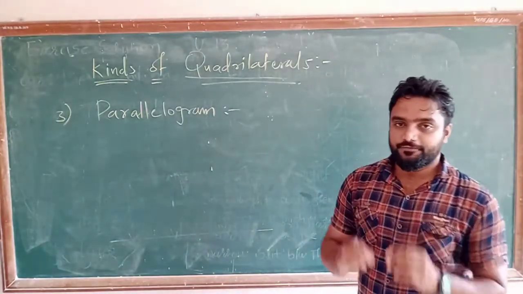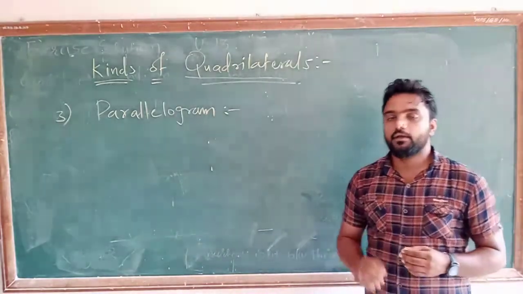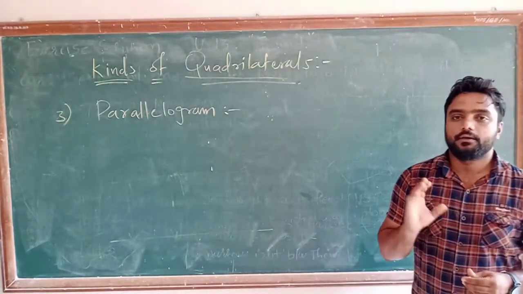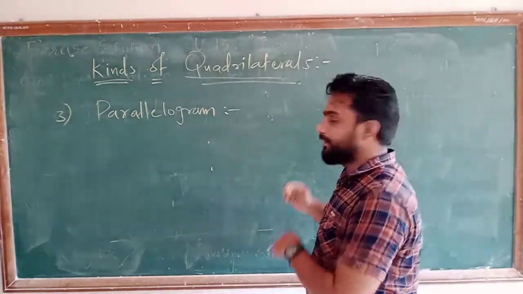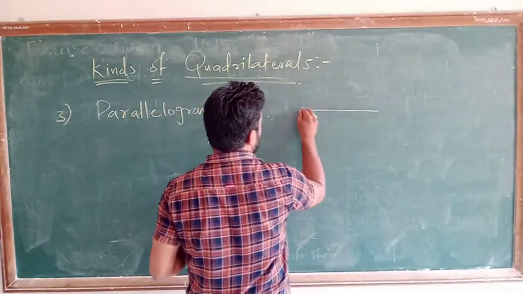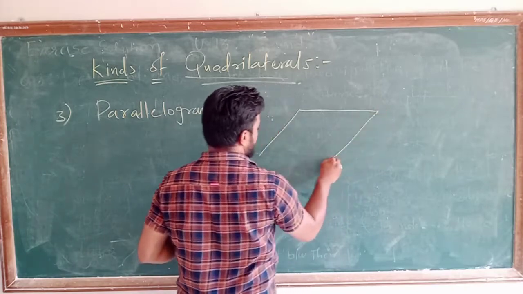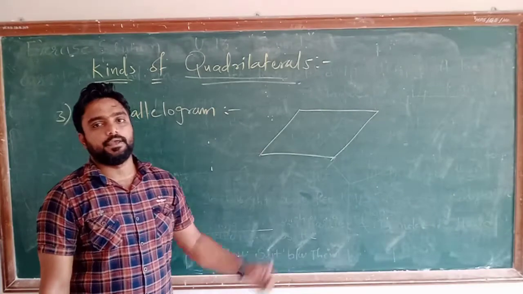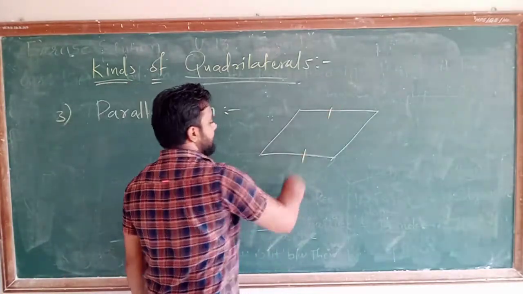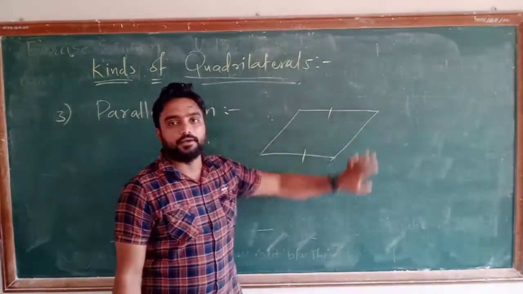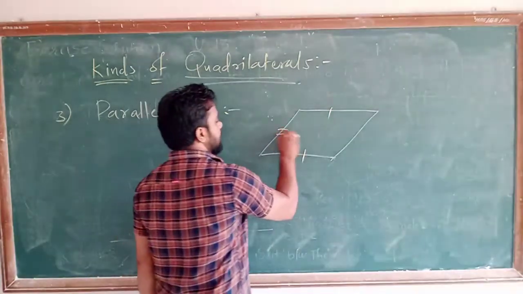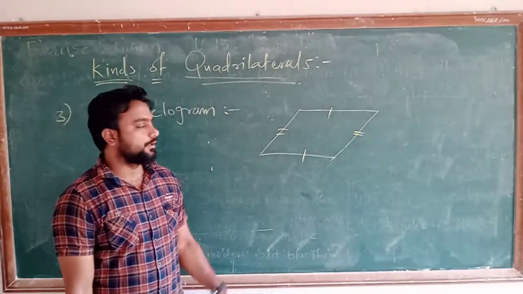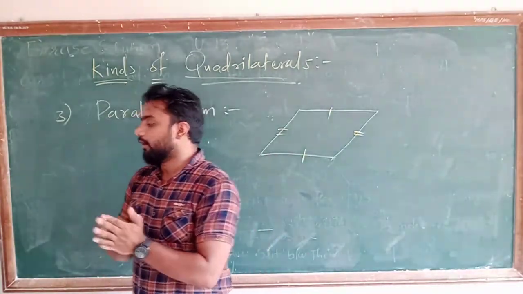Okay, so a quadrilateral having opposite pairs of sides parallel is called a parallelogram. If I am drawing here, now just see the figure. See the opposite pair of sides, this side and this side. Both of these sides are parallel to each other, as well as this side and this side. So both of these opposite pairs are parallel to each other. So this figure is called a parallelogram.